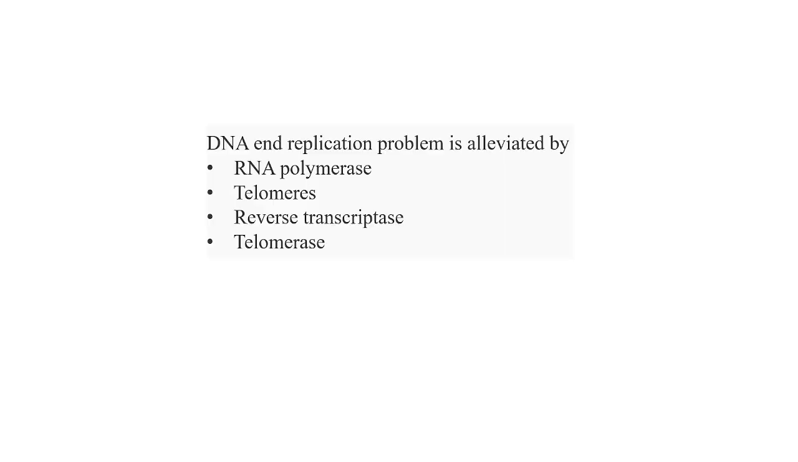So the answer is telomeres. So end replication problem can be solved by telomeres. So if you are adding telomeres, then what will happen? The important genetic material is preserved. And when the important genetic material is preserved, then what happens? The end replication problem is solved.